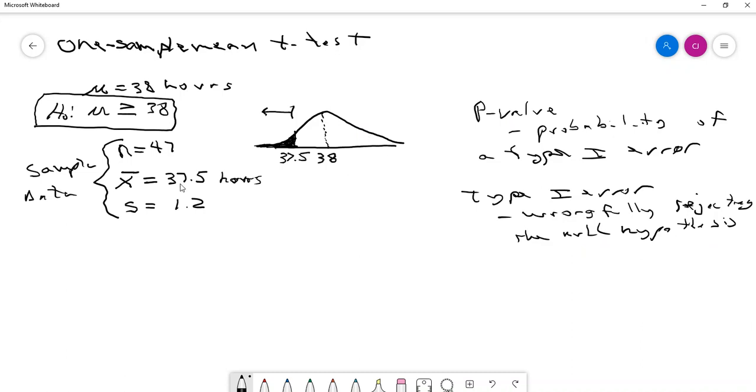Okay, all right, so let's continue on. And we need to find the p-value. Okay, so let me see if I can get up the calculator here. All right.